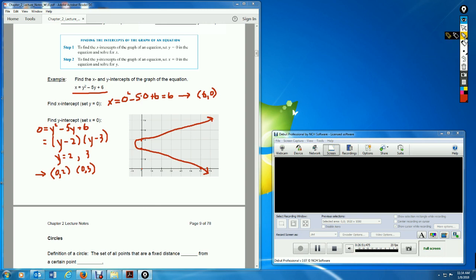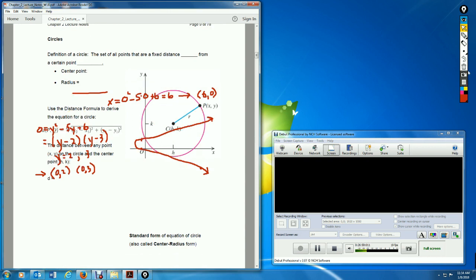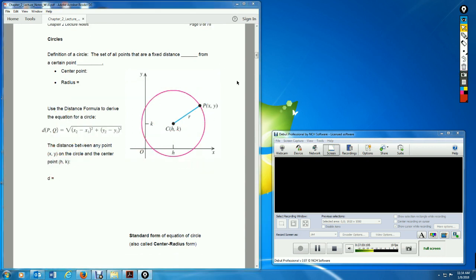All right, I'm going to go on to the next page. Circles. All right, there's nothing tricky about circles, really. You're probably just not as familiar with equations of circles, maybe, as you are for equations of lines.